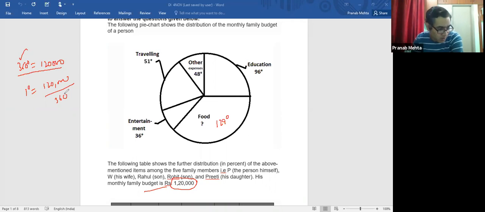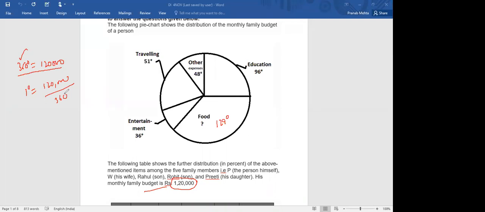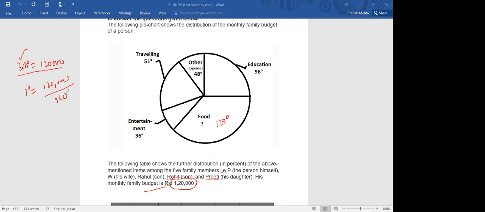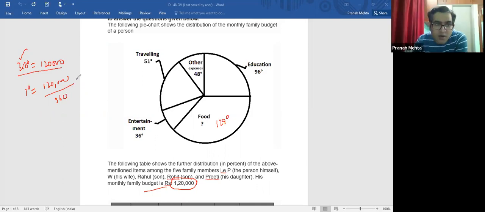Is this clear or not? This is once again important. Think and tell me, then I'll proceed. Yes, sir. Can you convert and tell me how much I will get? 1 degree will represent how much money? 120,000 divided by 360, 1,000 by 3. We will get 333.33. What you said is correct. 1,000 by 3, which is nothing but 333.33. Now listen, till here it is clear to all of you. Any doubt?